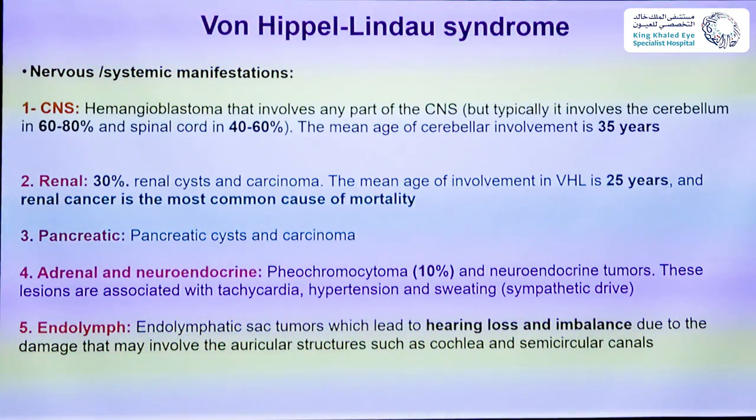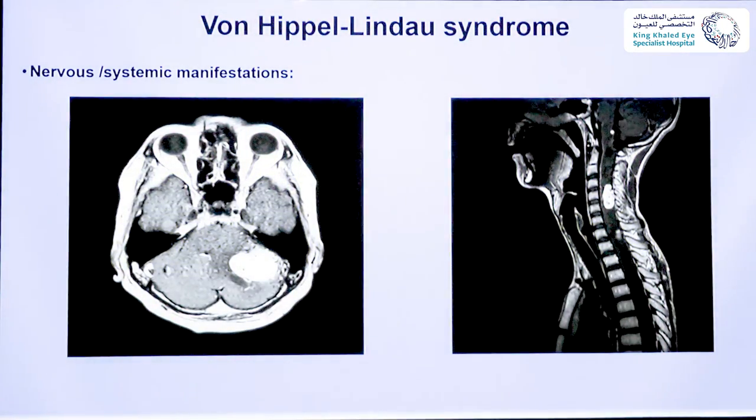There are also endolymphatic sac tumors, which are part of the diagnostic criteria of VHL. These tumors involve the auricular structures such as the cochlea and semicircular canal, and that's why these patients can present with hearing loss and imbalance. Imbalance can also be caused by the cerebellar hemangioblastoma, as we know. This is how the cerebellar hemangioblastoma can present, and this is a hemangioblastoma that involves the spinal cord.